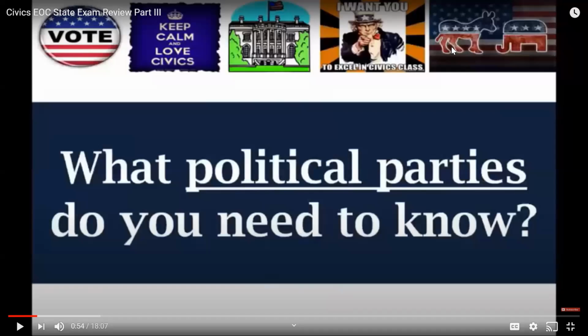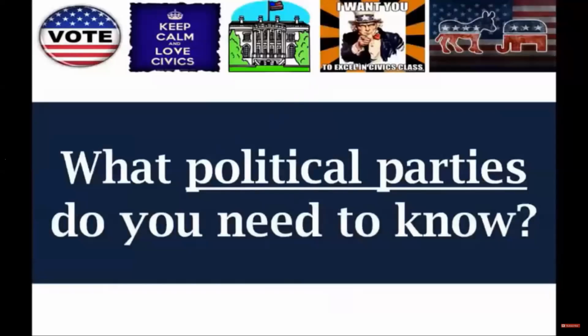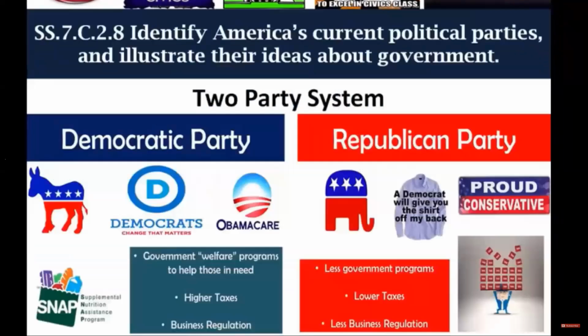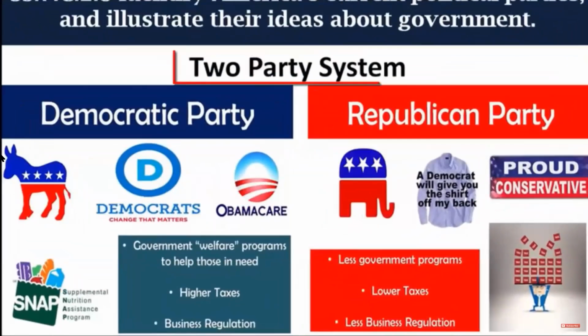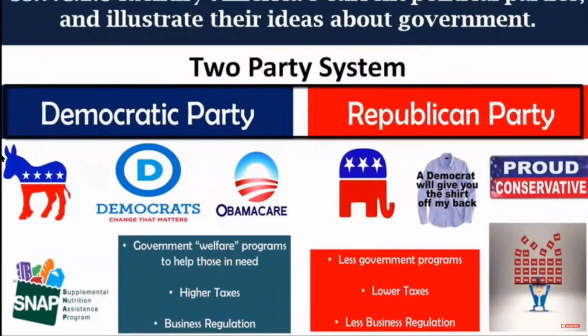Again, this is Mr. Raymond's review, and he's starting off with what political parties do you need to know? Let's get right into politics with what you need to know about the political parties. America has what is known as a two-party system, which means two parties have dominated elections for most of U.S. history. Today, those parties are the Democrats and the Republicans. You have to have a general idea of what sets these parties apart.